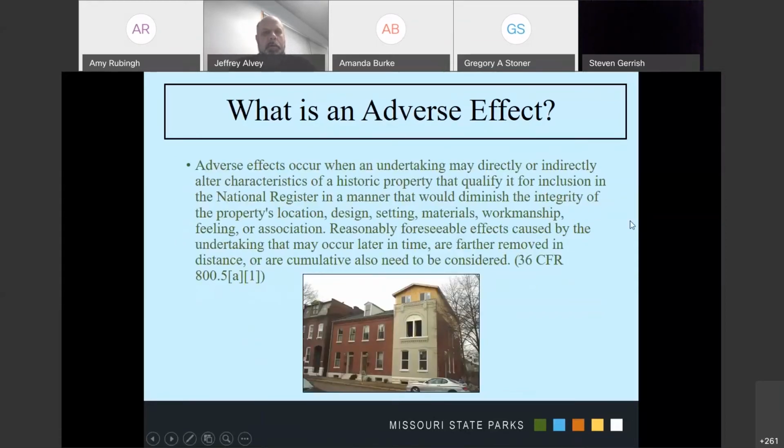So let's dig a little deeper into what is an adverse effect. This is the definition straight from the regulations. It occurs when an undertaking may directly or indirectly alter the characteristics of a historic property, basically its qualifying characteristics. As we've mentioned earlier, reasonably foreseeable effects caused by the undertaking that may occur later in time, are farther removed in distance, or are cumulative also need to be considered. We keep repeating this because these are important points about taking into account both direct and indirect effects and thinking about whether any of these represent an adverse effect to the property in question.